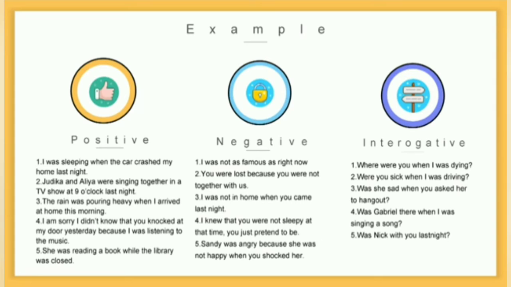Next, in negative form. I was not as famous as right now. You were lost because you were not together with us. I was not at home when you came last night. I knew that you were not sleepy at the time. You just pretend to be.